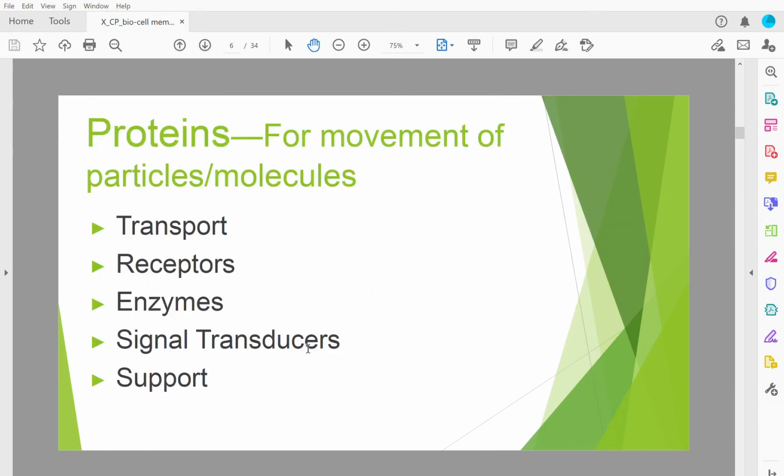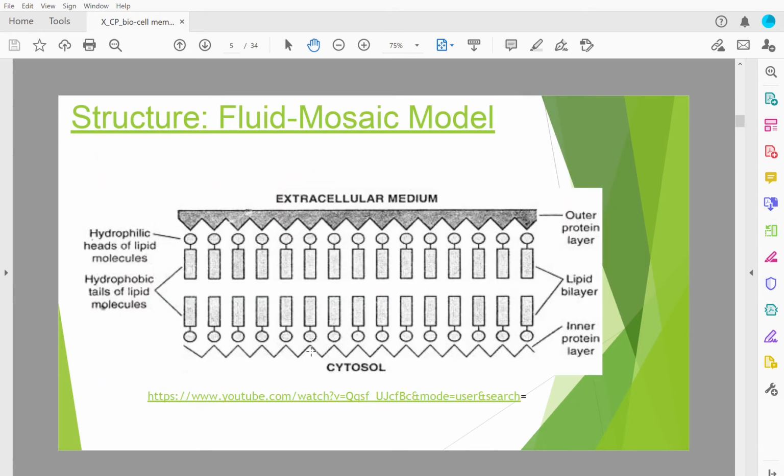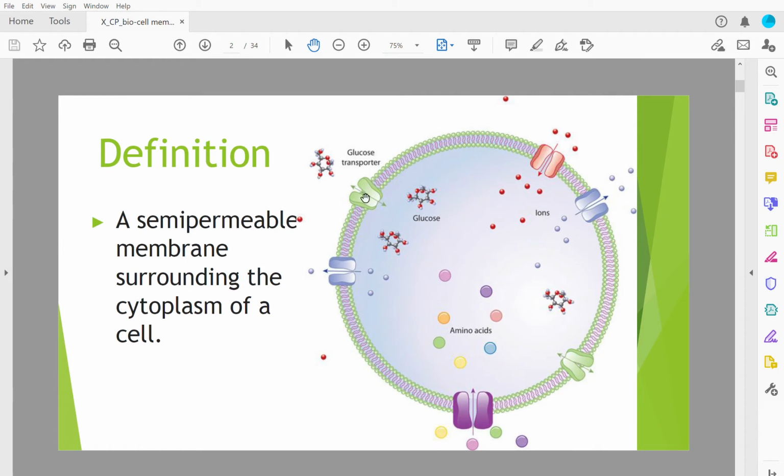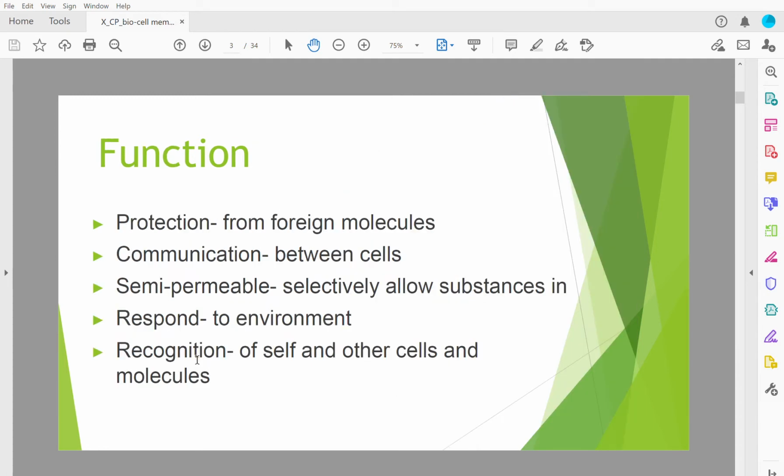So we know that the cell structure is to support the cell, give it shape, to protect it, and to communicate. The fluid mosaic model is talking about how it's diverse, like it is here, where it has the proteins and the phospholipid bilayer, the heads, the tails, and fats and carbohydrates.